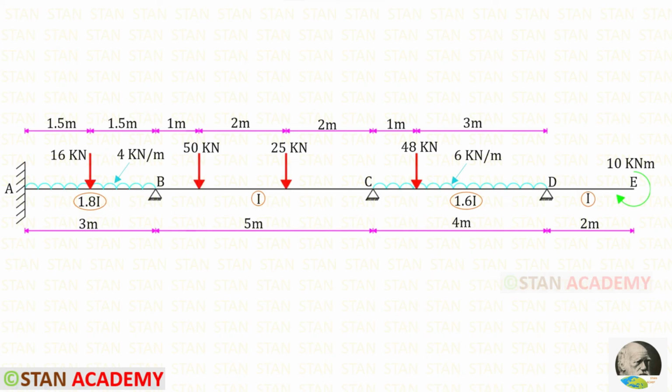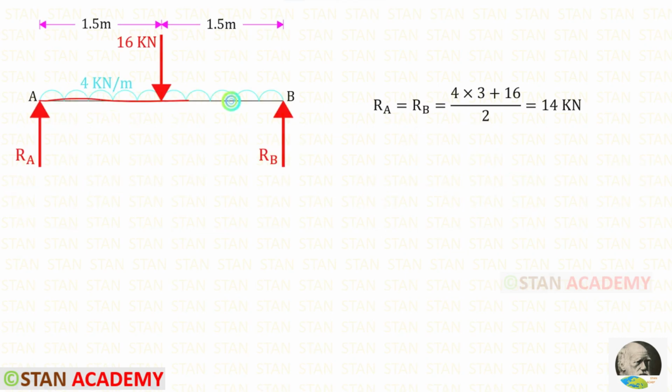Alternatively, we can draw the bending moment diagram by superposition method. In this method, first we have to consider every span as a separate simply supported beam. First, let us take the span AB and assume that it is a separate simply supported beam. We need to find the reactions RA and RB. Since we have symmetrical loading, we have to add the total load and then divide that by 2. When we do that, we will get RA and RB.